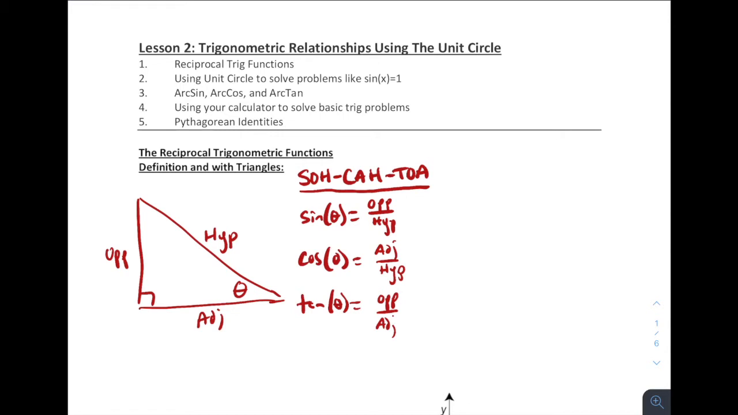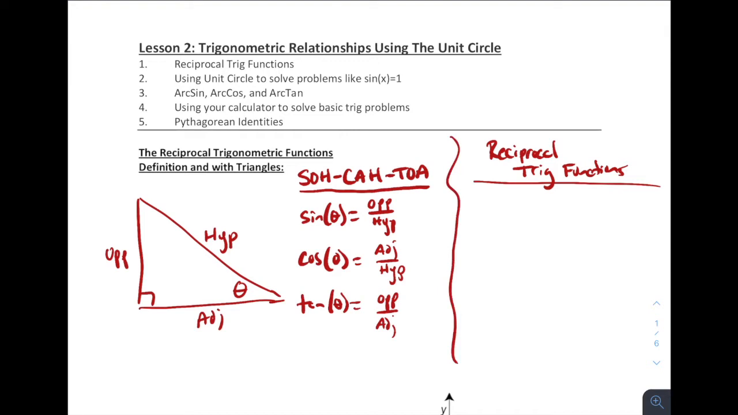In fact, there are three others which are referred to as the reciprocal trig functions, that round out our six basic trig functions. They are intentionally called the reciprocal trig functions because by definition, they are reciprocals of our three basic ones. So for example, the very first one which we're going to talk about is called cosecant.